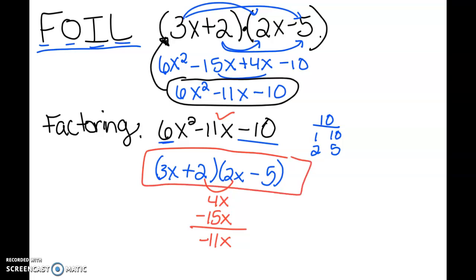So that's basically what I do. If, for instance, the signs were off, I might try switching the signs. If I don't get that middle term, you might want to try a set of different factors.